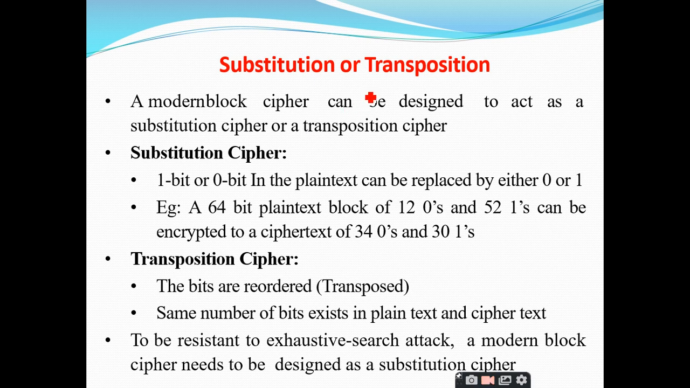See here. What technique should be used for the modern block cipher? I know what a cipher is, I know what a block cipher is, and I know what a modern block cipher is. A modern block cipher makes use of a symmetric key algorithm, right? The modern block cipher can be designed to act as a substitution cipher or a transposition cipher. So you can make use of substitution, or you can make use of transposition also. Is it clear?